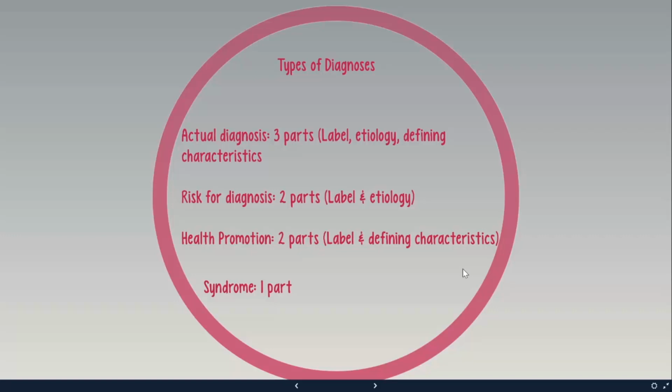Then we have health promotion. That's a two-part statement. I gave you an example before, but that's going to be something like readiness for enhanced nutrition. And then the defining characteristics would be a sign or symptom. So typically it's something the patient states. So it would be readiness for enhanced nutrition as evidenced by the patient stating, I would like to eat better. That's how you work a health promotion diagnosis. And a syndrome is a one part. You just simply state the syndrome, which, like a post traumatic syndrome, would be a diagnosis for a patient.